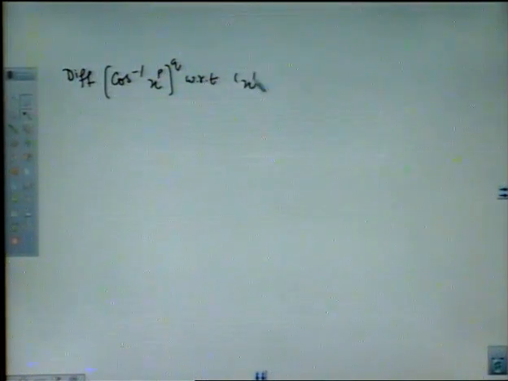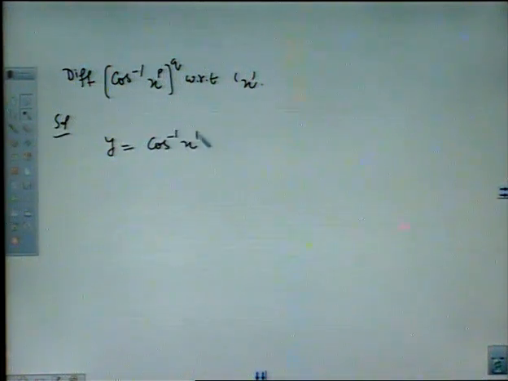Now next question. Differentiate cos inverse x raised to power p, whole raised to power q, with respect to x. Solution. y equal to cos inverse x raised to power p and whole raised to power q.